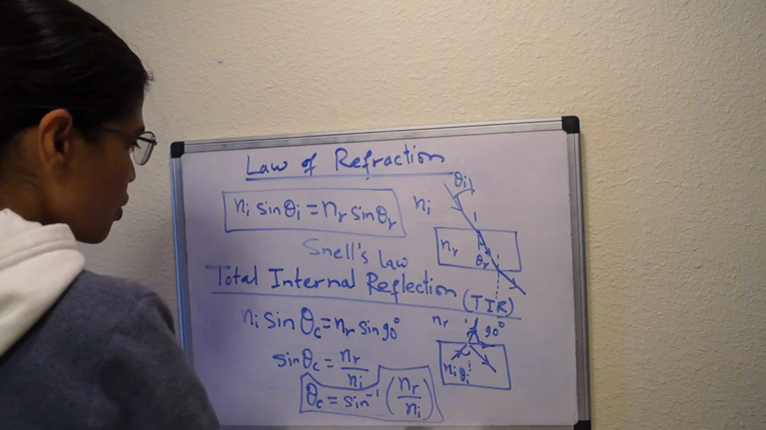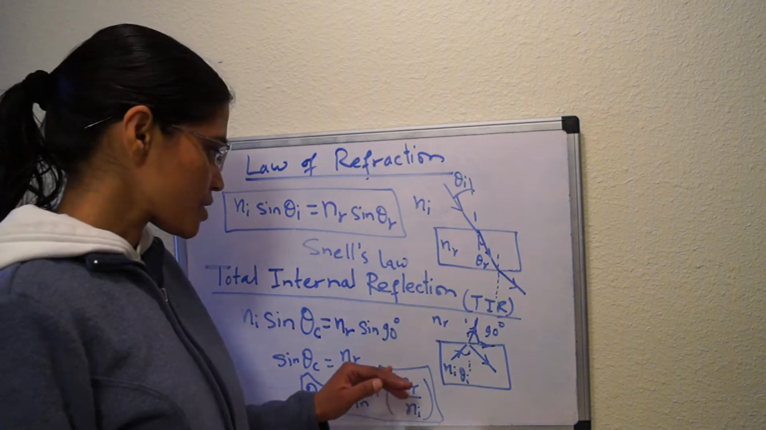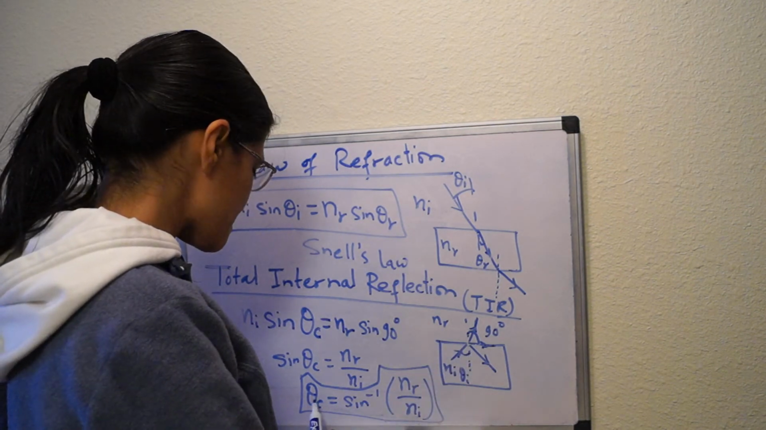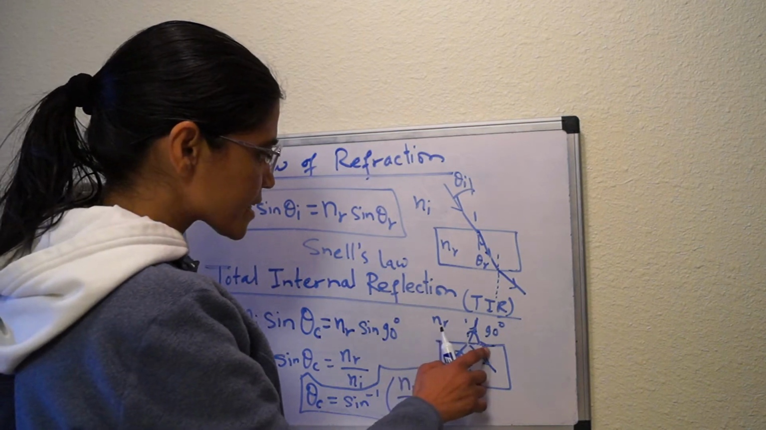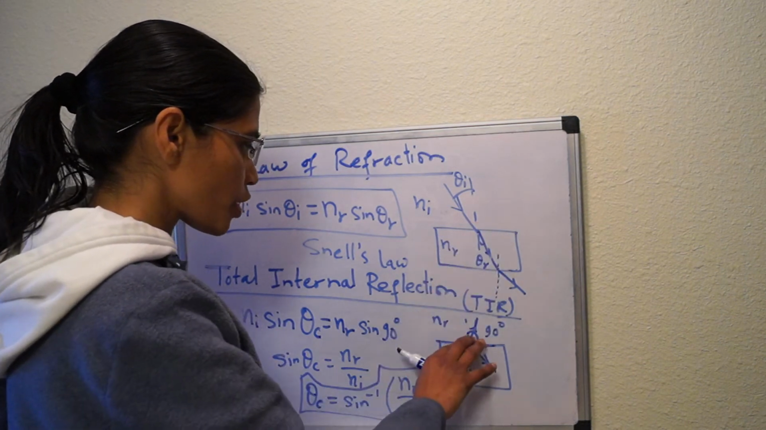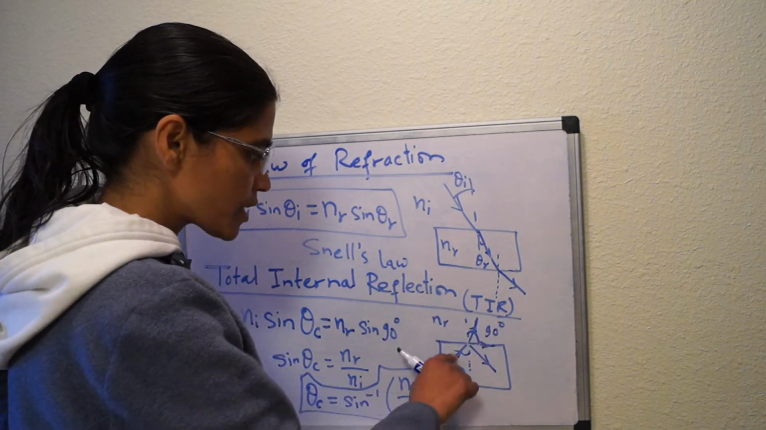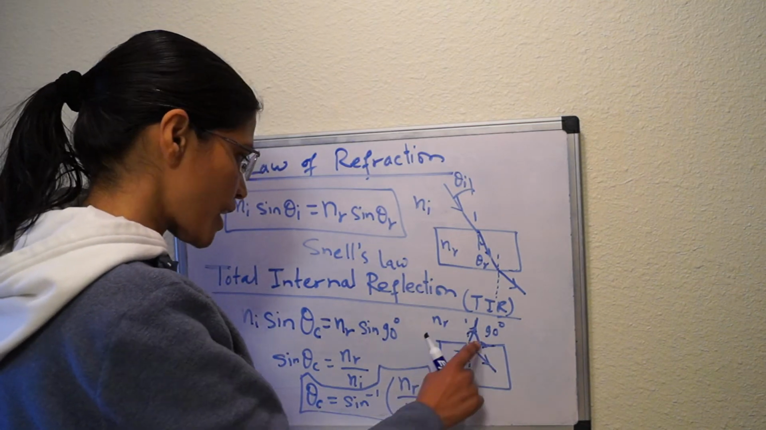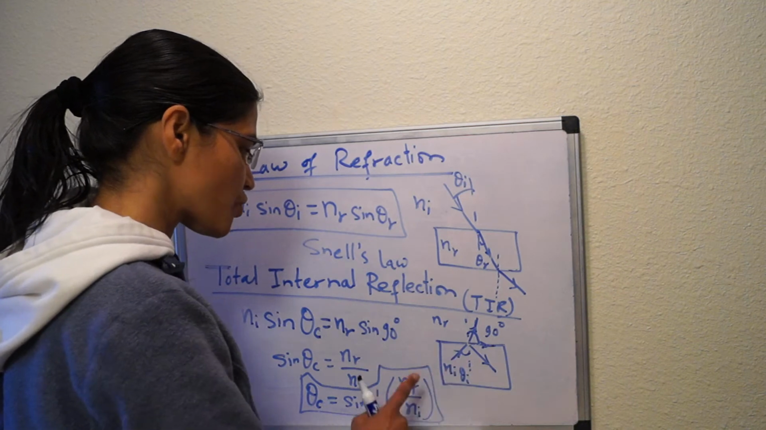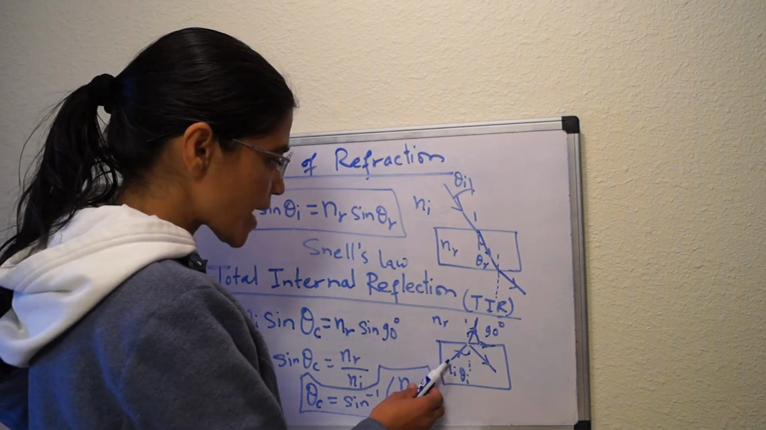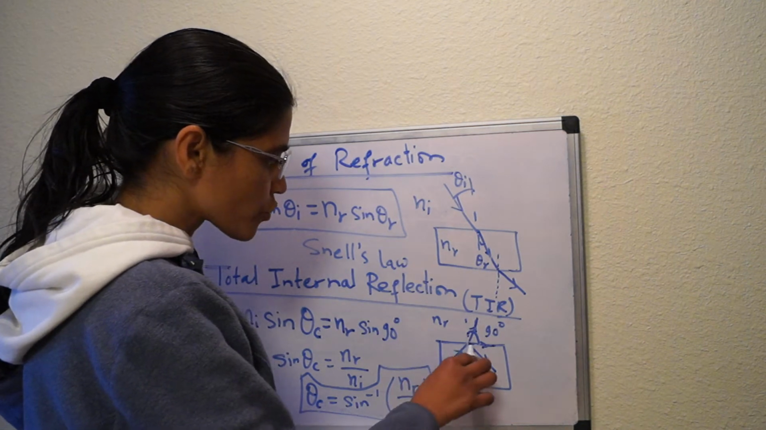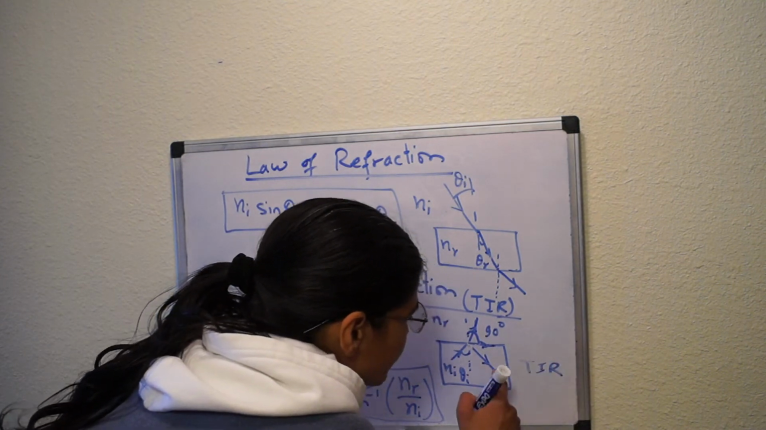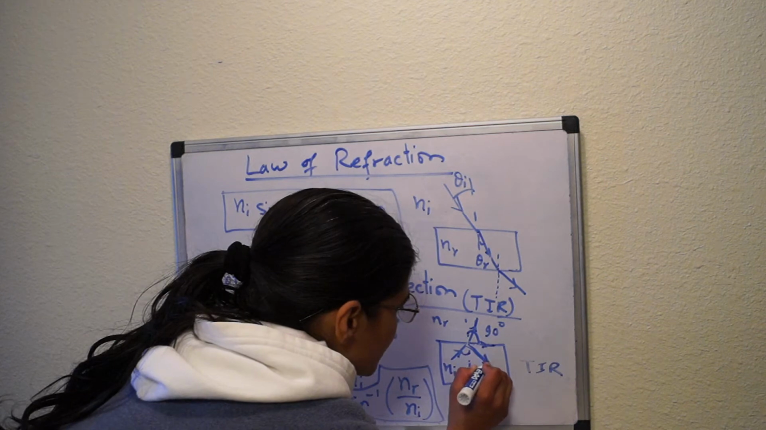Now, this theta c. Another thing is this: when the incident angle becomes a critical angle, the light is not going to pass to the other medium. It's going to come back to the medium it was traveling through. All the light is going to come back to this medium. If the angle of incidence is greater than this critical angle, then the light entering from this medium is going to reflect back to this medium. So this is a TIR, total internal reflection.